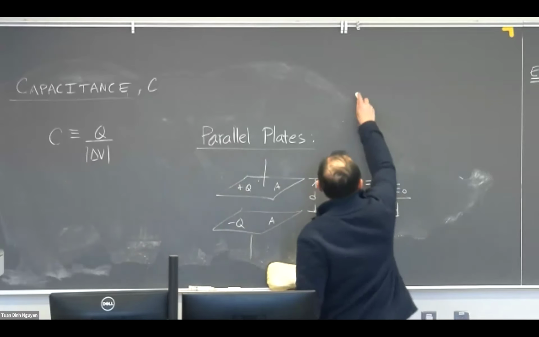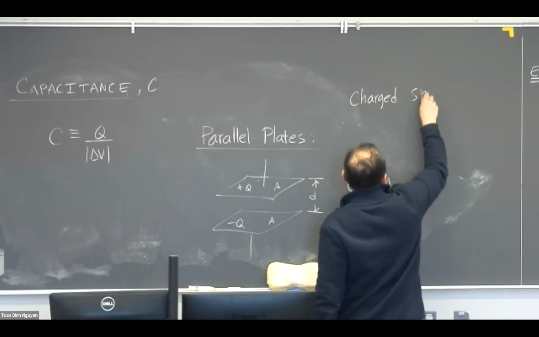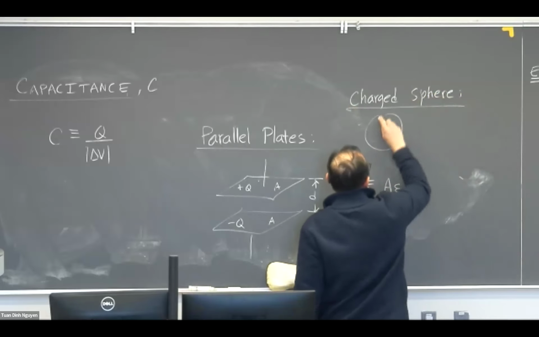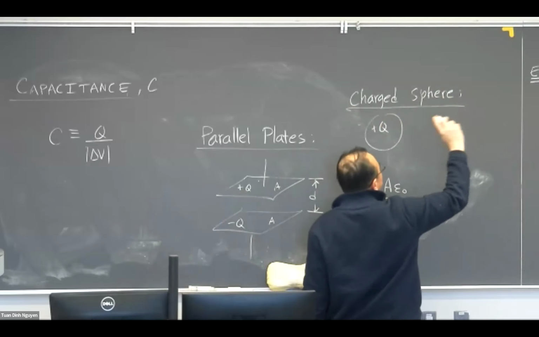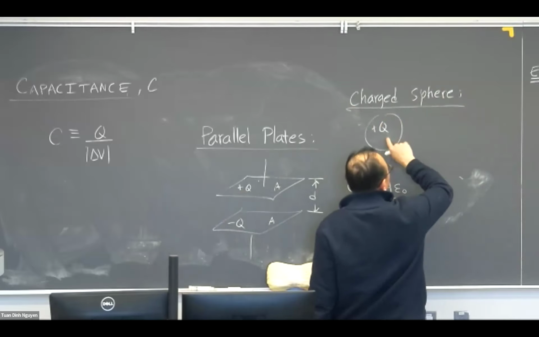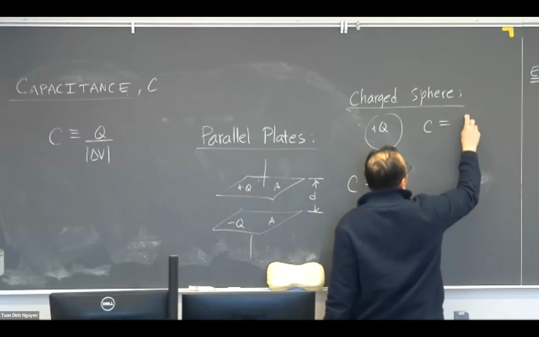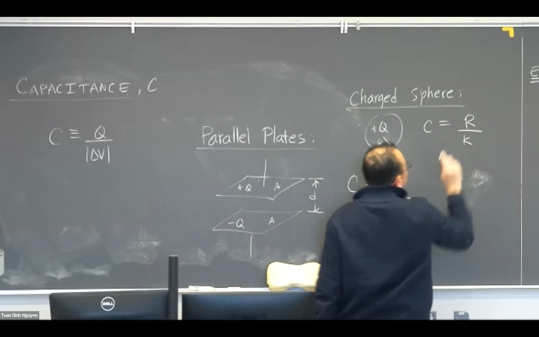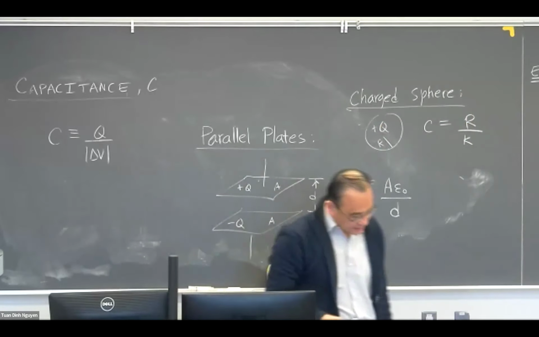Okay, yeah, charged sphere. So you have a sphere with charge plus Q. There's no other spheres. It's all by itself. So you're comparing it to the voltage at infinity, which is 0. So C is just R over K, where K is 8.99.